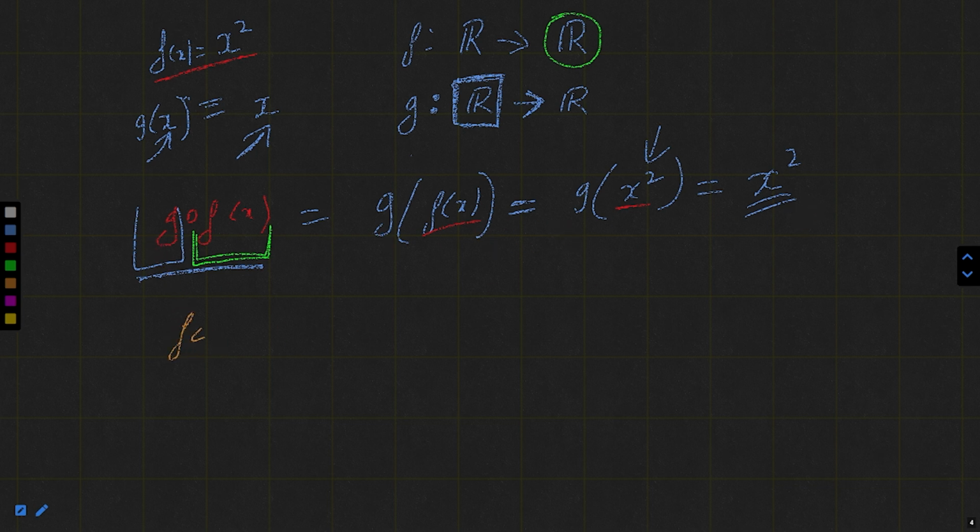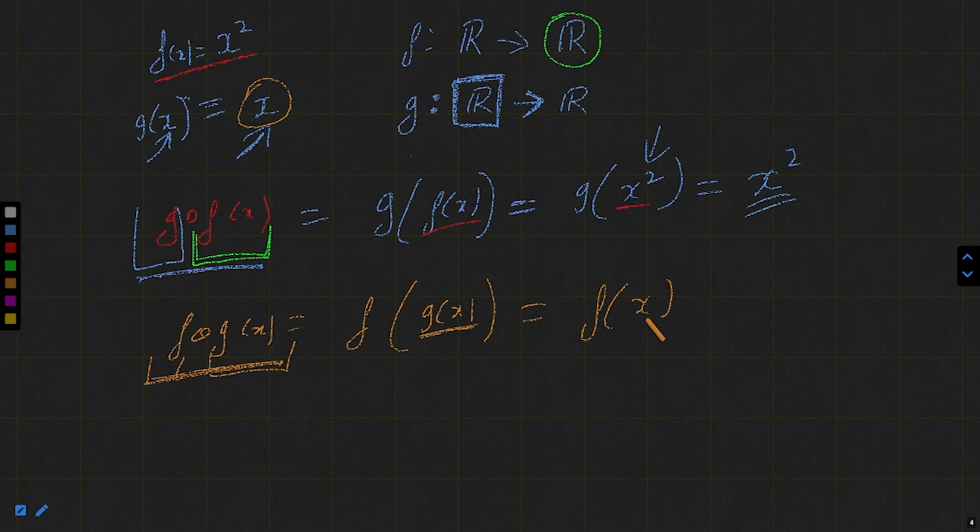Now what about f of g(x)? The codomain for this is equal to the domain for this, as you can see. If you evaluate this, g(x) is equal to just x, so f of x. Now f(x) will square the input, so whatever you give as x, it will do the square of it. So your output will be the same as g of f(x). Okay, so I hope that it is clear.